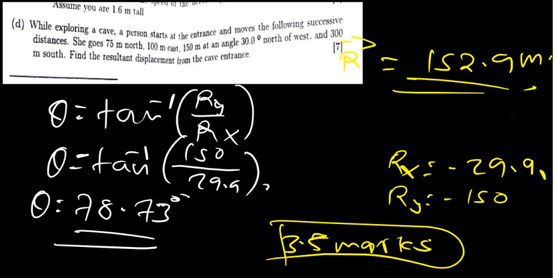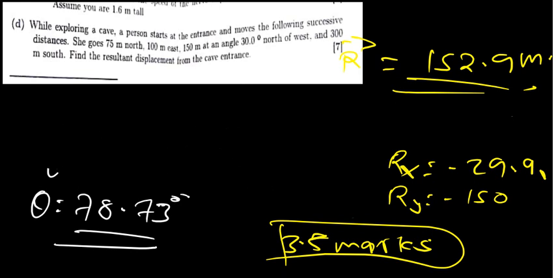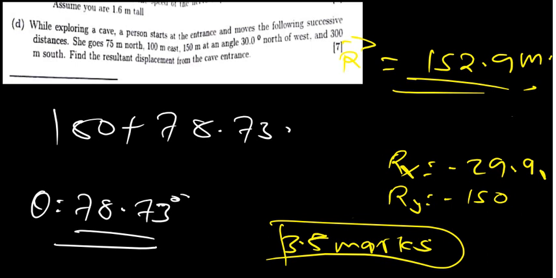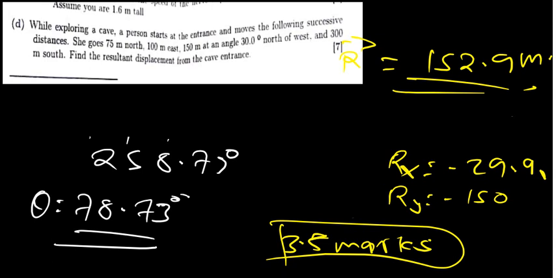Is this the answer? Is this the direction for the resultant? No. What did we say? After finding this, what comes next? Add 180. As long as it's in the third quadrant, you say 180 plus 78.73. So what are we going to have? 258.73 degrees. Now, this is the direction.